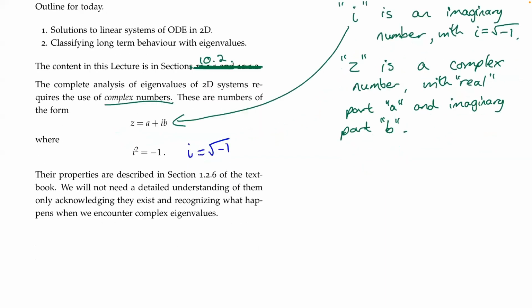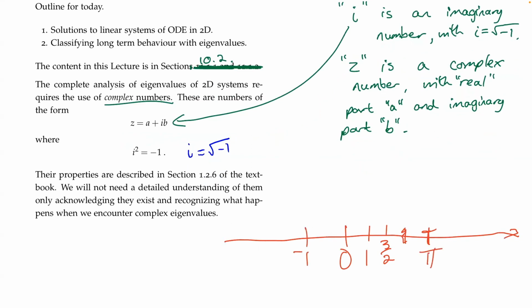So essentially, up until now, everything that you've met as a number exists on the real number line. Okay, so this is a one-dimensional line like this: 0, 1, 3/2, a little bit further on, pi, somewhere over here, -1, -5.5, and so on. Every single number that you've met exists on this line.